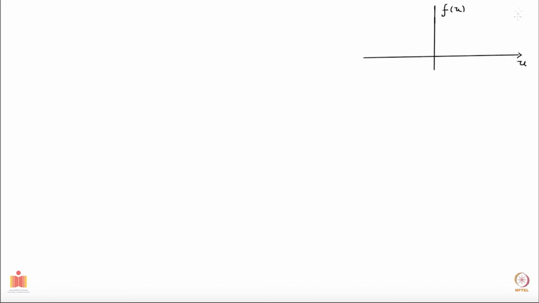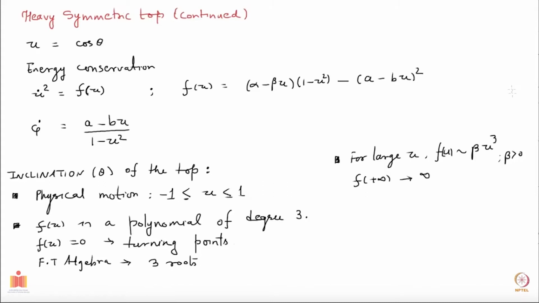So what I have said is, for very large values of u, as you are going in this direction, your function is going to blow up. So it will be something like this. It is going to blow up. This is just generic. Don't take this straight line seriously. It just has this behavior. So that's one thing we have concluded.